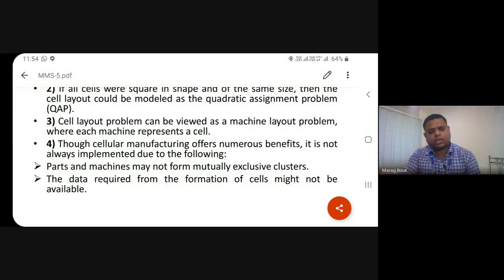The first one is that parts and machines may not form mutually exclusive clusters. As far as cluster analysis is concerned, we know that part families with similar specifications, similar coding and similar route sheets are made pairwise, which is analyzed through cluster analysis. And for cluster analysis, the data required for the formation of cells might not be available. So sometimes, in case of uncertainty of demand for a new product, no particular data is available, and cellular manufacturing or group technology may be used to maintain the balance between demand and supply in the manufacturing environment.